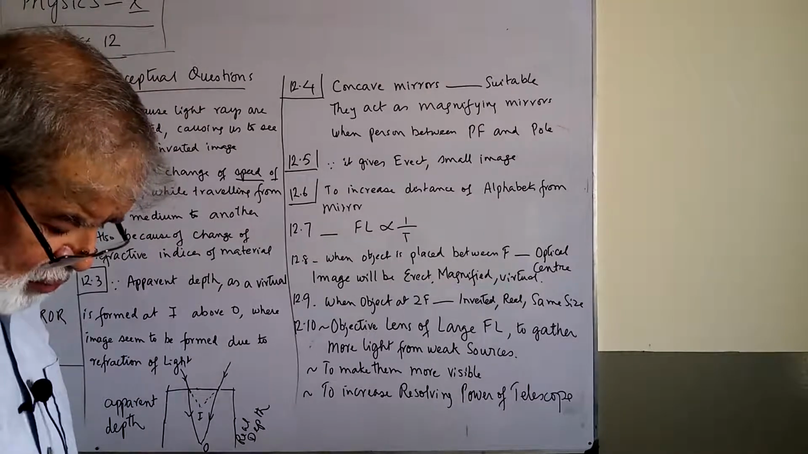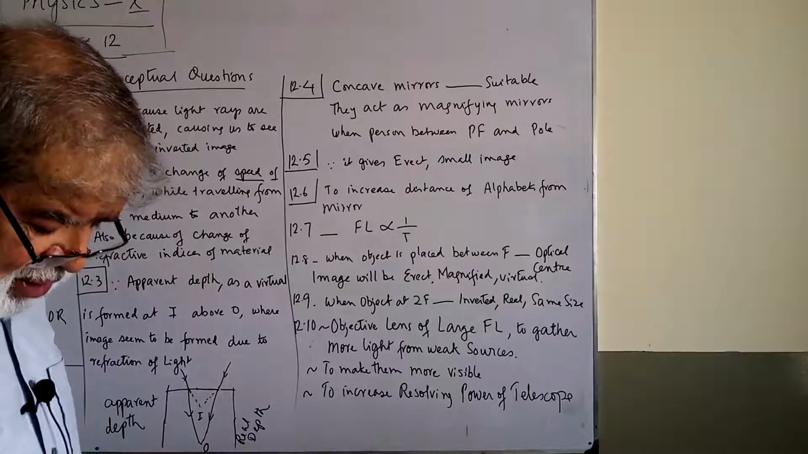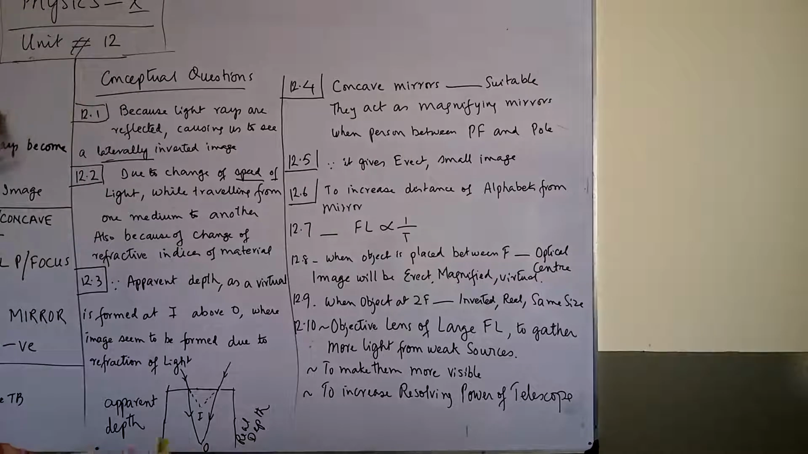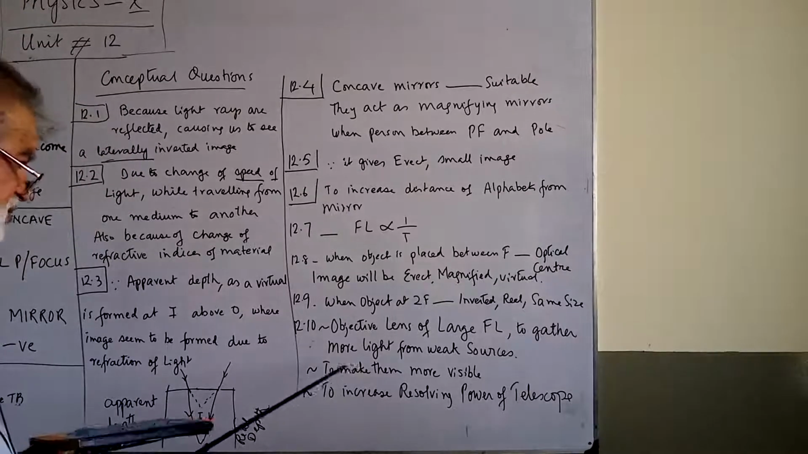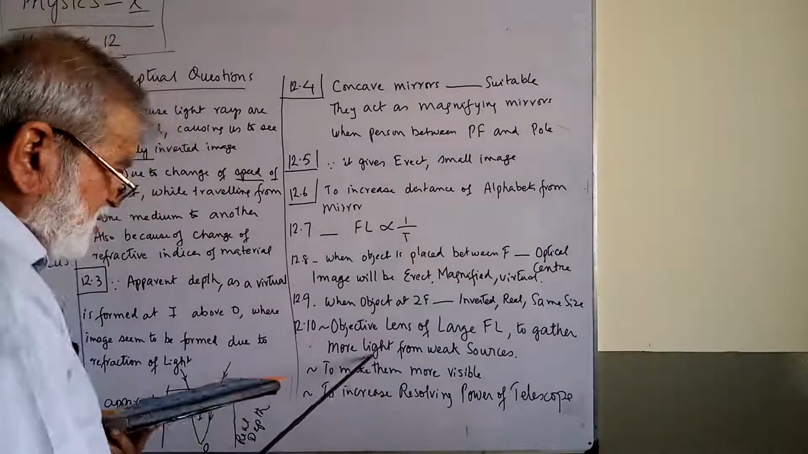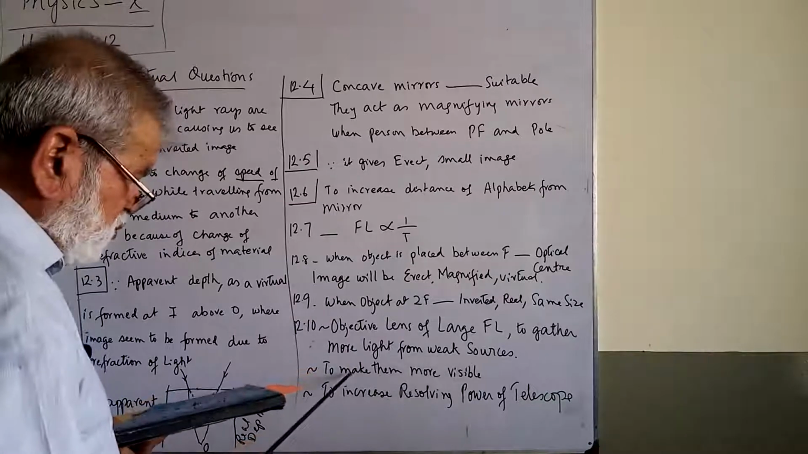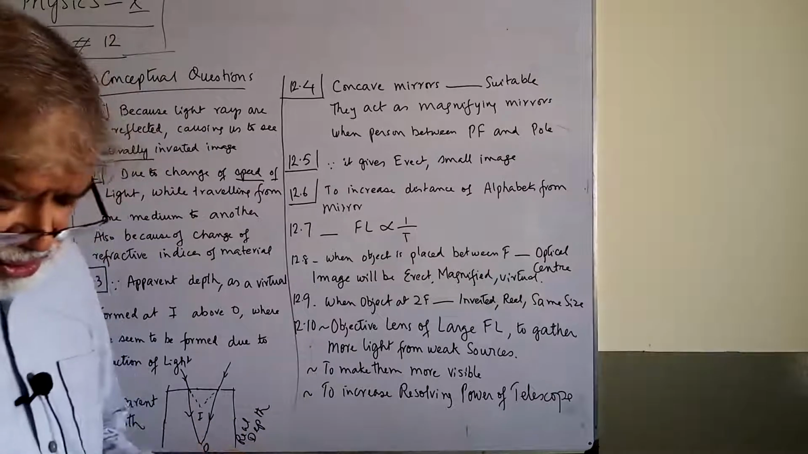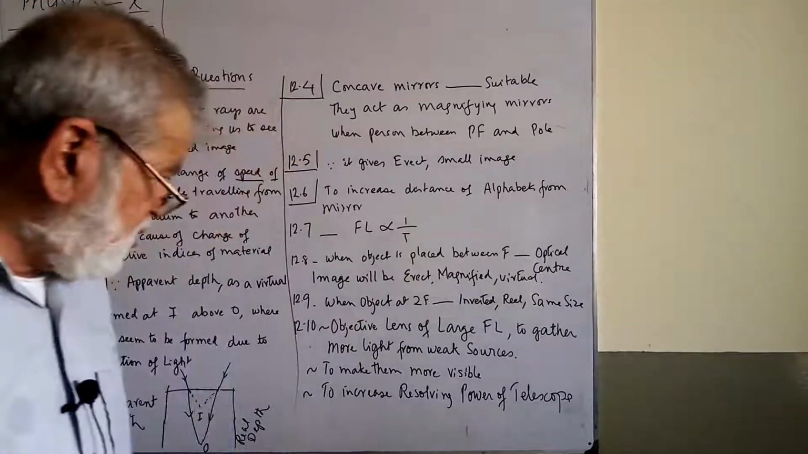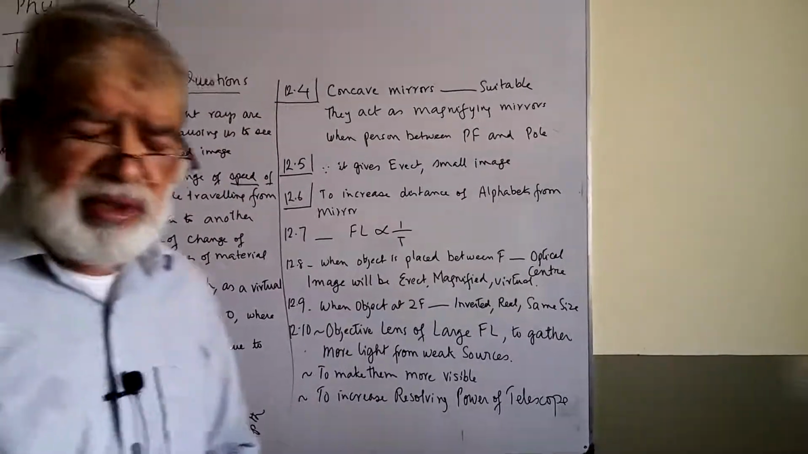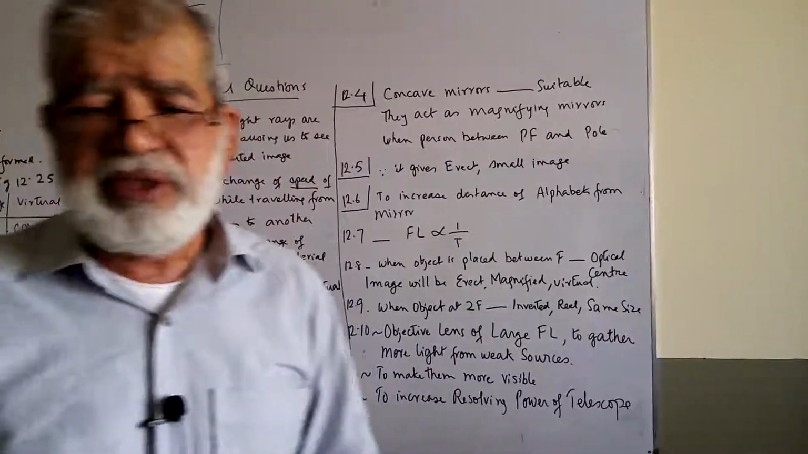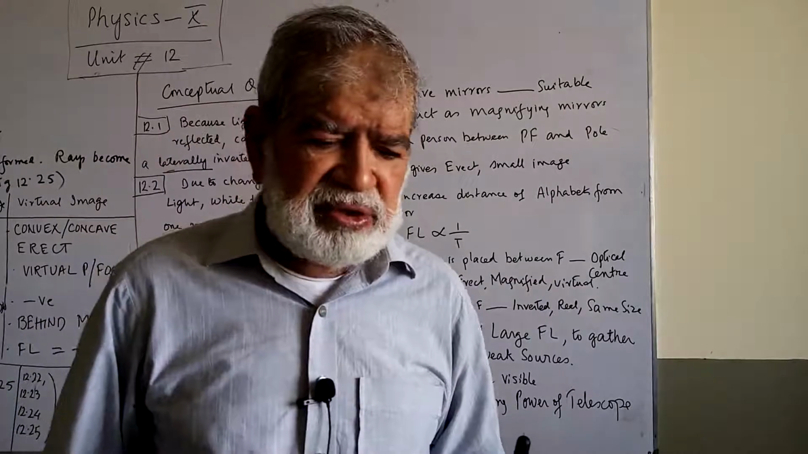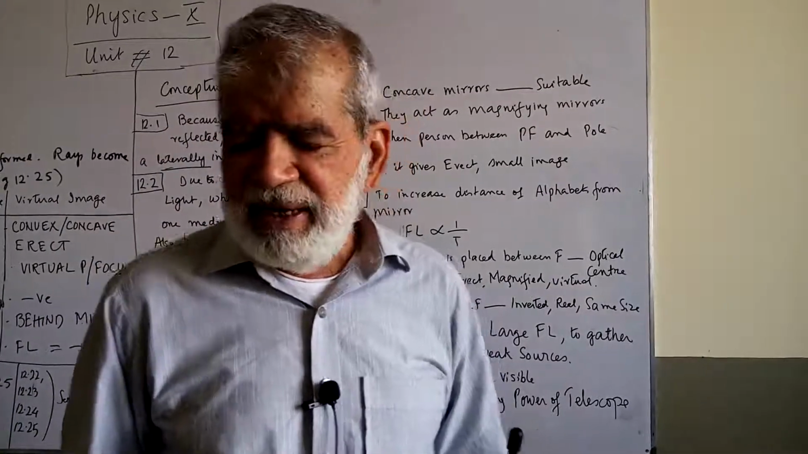12.10. Why do we use a refracting telescope with an objective lens of large focal length? Because of the large focal length, the objective lens gathers more light from weak sources. Second, to make them more visible. Third, to increase the resolving power of the telescope. So now with that we move on to the numerical problems. And please go through these conceptual questions, make notes of them with clear diagrams and headings. Thank you.